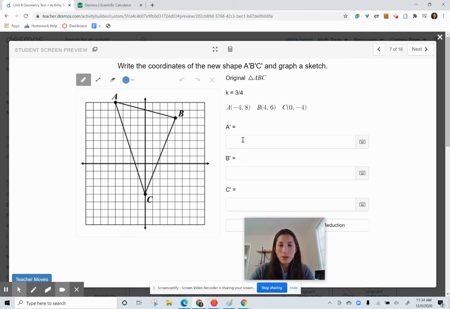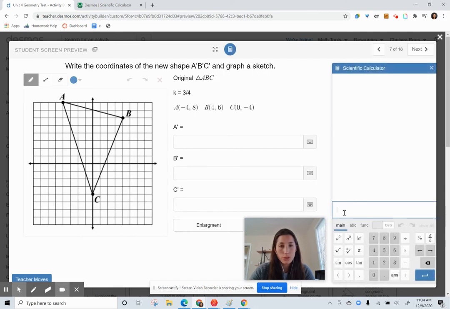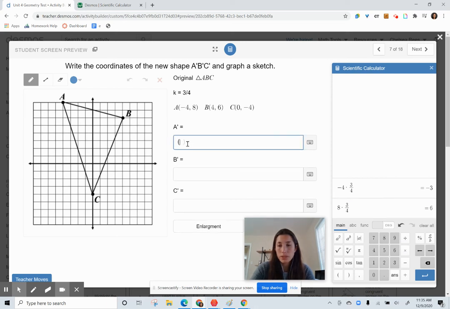Okay, here we have our coordinate points. We have a scale factor of 3/4. So we're basically taking each of these values and multiplying them by 3/4. So we're going to do -4 times 3/4. We also need an 8 times a 3/4. So our first coordinate is going to be at -3, 6.